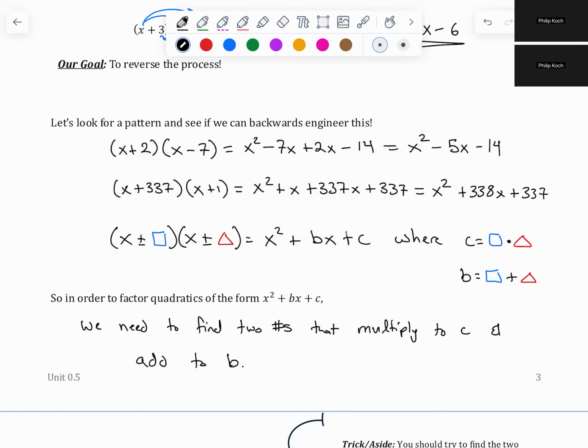Oh, let me write that down. If we find that, that means we found the blue box and the red triangle. The same two numbers need to multiply to C and add to B. If we find two numbers that do that, we found the binomial constants. We found the blue box and we found the red triangle, and that means we found the factorization. So if we can find the numbers that multiply to C and add to B, then we've got it. That's the goal.